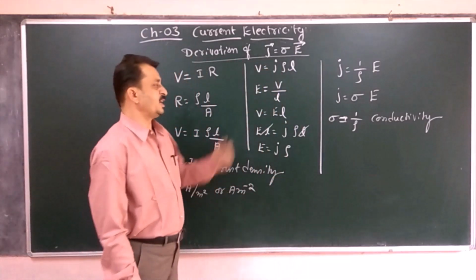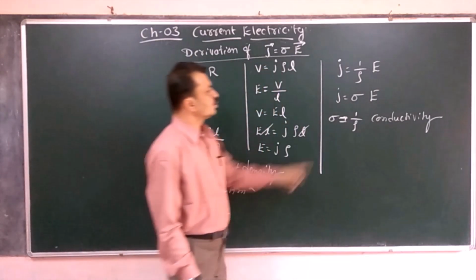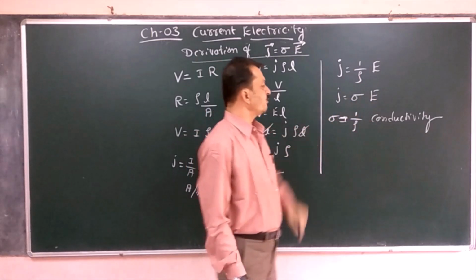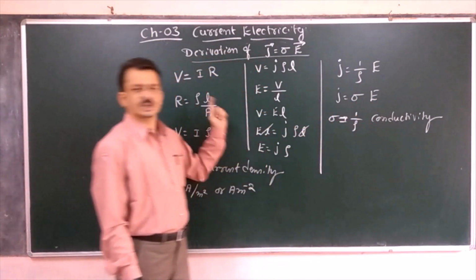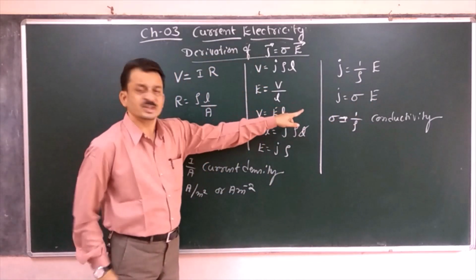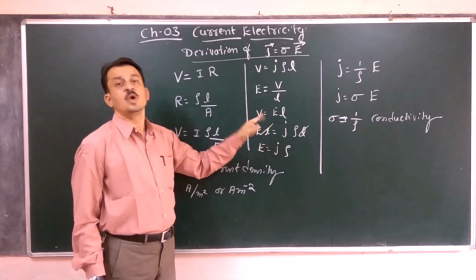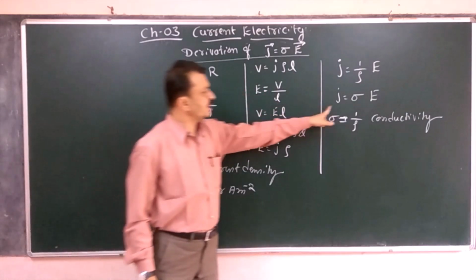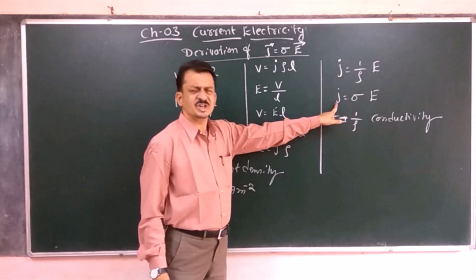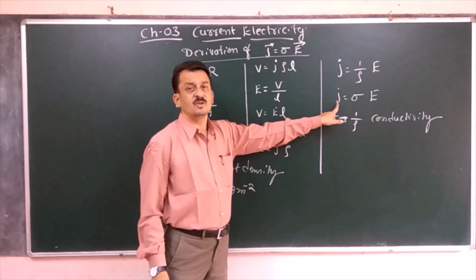We call it the conductivity of the material. So therefore J is equal to sigma into E, we have obtained that relation. Now this relation is similar to that of Ohm's law. Now this can be mentioned as another form of Ohm's law.